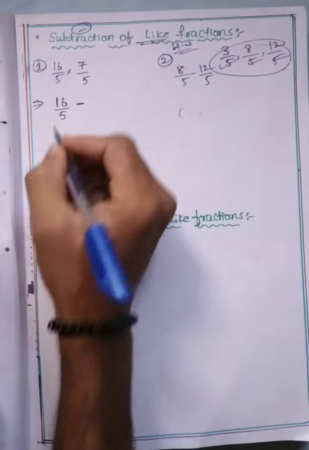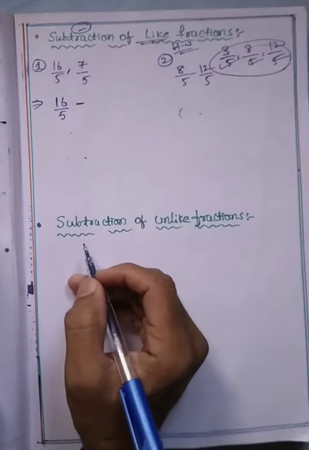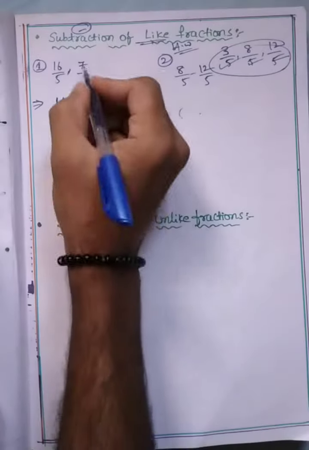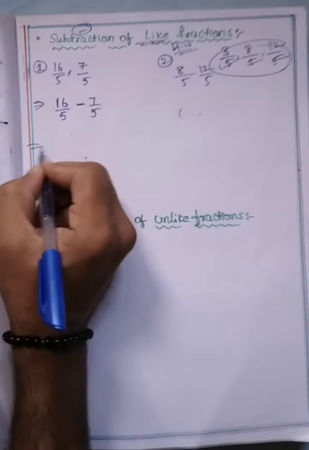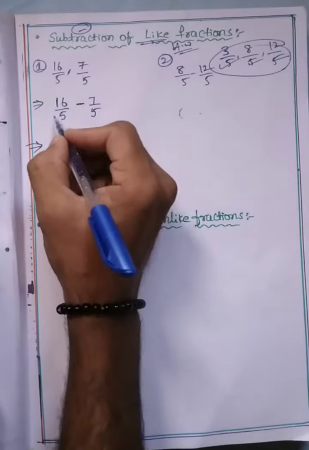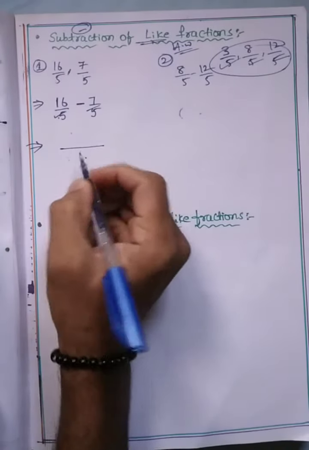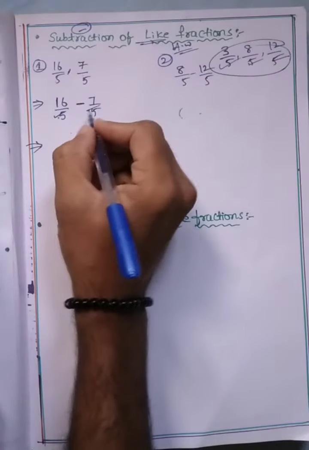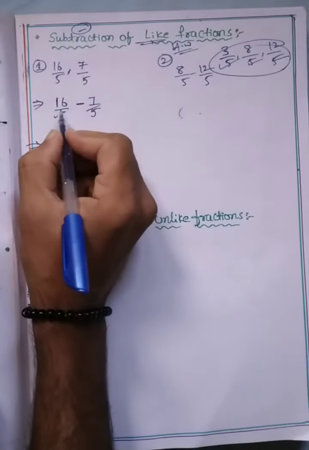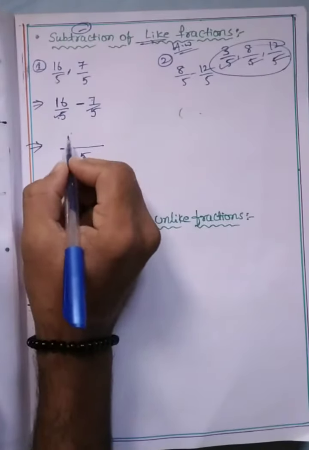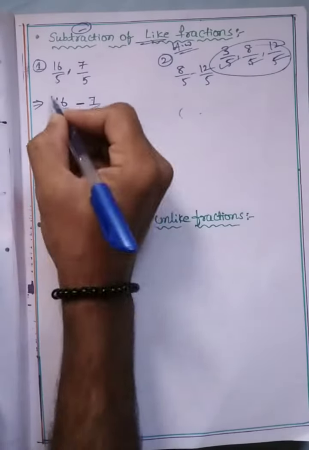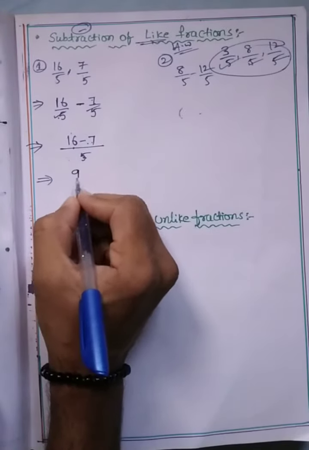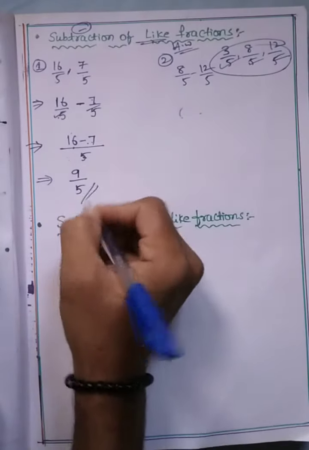Take the subtraction symbol. What is the subtraction symbol? Minus. What is the product symbol? Into. What is the sum symbol? Plus. You remember. 7 by 5. What can you do in this case? Already in the previous video we discussed very clearly. If both the denominators are the same, then you can write only one denominator, 5, as it is. Both 5s are there, take only one 5. Next, write the numerators as it is: 16 minus 7. 16 minus 7 is equal to 9 by 5. So, very simple.